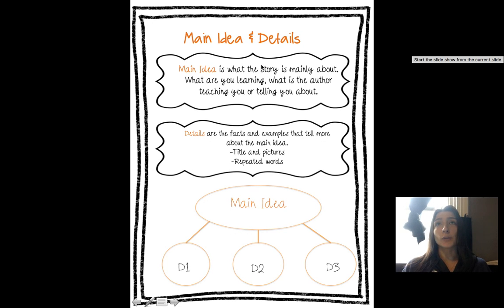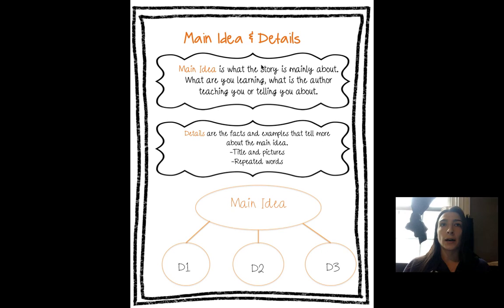As we are reading, I really want you to think about what the main idea may be and how different parts of the story support that main idea. What is giving you those details? What's really making you think that is the main idea of the story? Our main idea is what the story is mainly about.